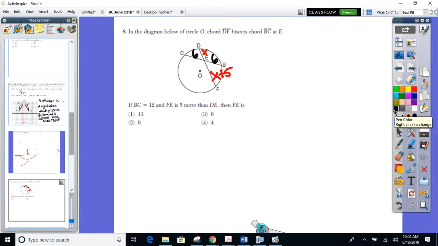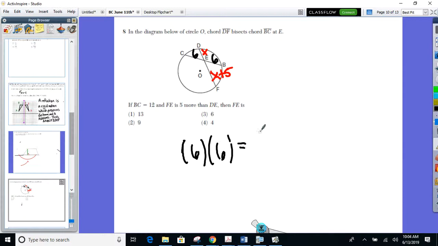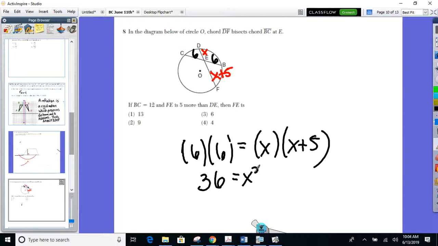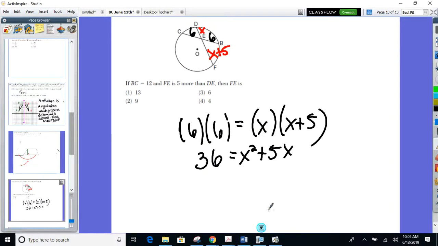Okay, give me numbers actually in my diagram now. 6 times 6, part times part, yep. There you go. Part times part. There it is. All right, so you get 36. We get x squared plus 5x. Oh boy, what's going to end up happening here?